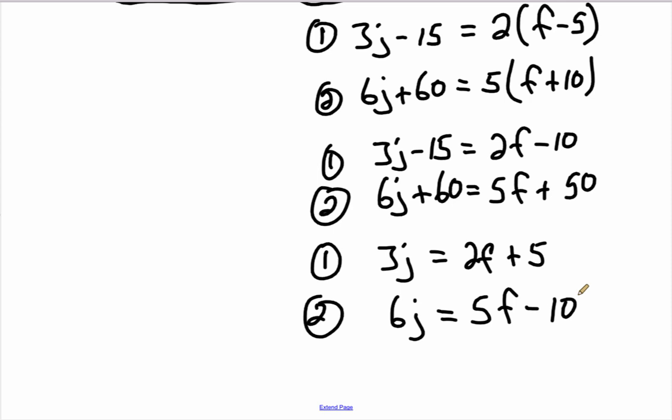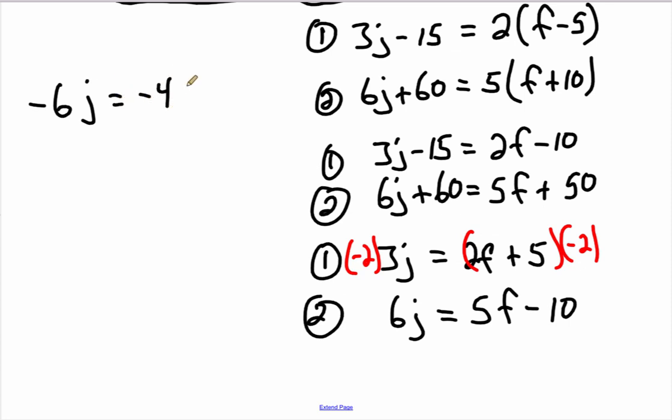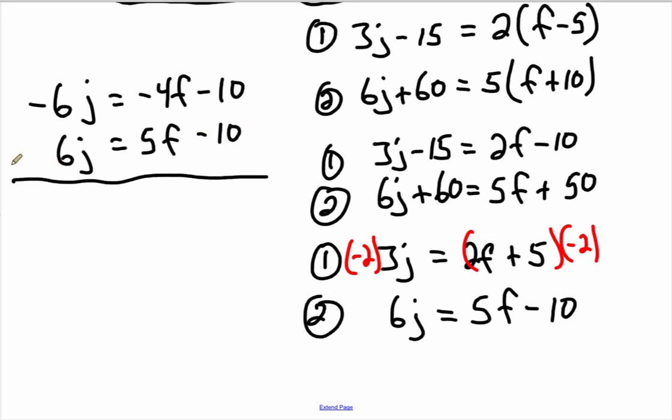So now they're set up almost perfectly for an elimination. If one of these was a -6 and one was a +6, it would work out pretty nicely for elimination. So let's make this top one a -6. We're just going to multiply the top by -2 everywhere. So equation 1 is going to end up as -6j equals -4f minus 10. And equation 2, we're just going to keep the same. When we add these together, we get 0 equals f minus 20. Then if we add 20 to both sides, we get 20 equals f, or f equals 20.